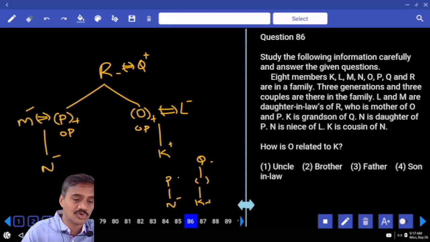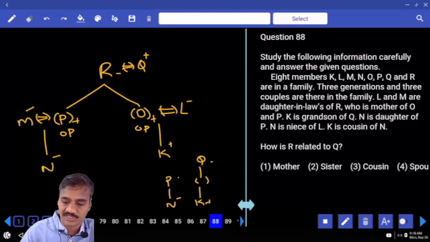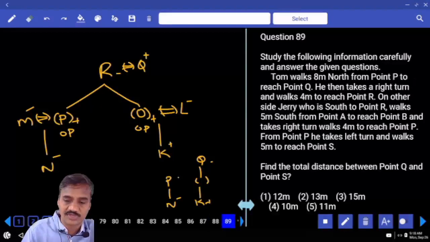Then how is O related to K? K's father, that is choice 386. How is Q related to M? M's husband's father, the father-in-law, choice 487. How is R related to Q? R is the wife of Q, spouse, that is choice 488.